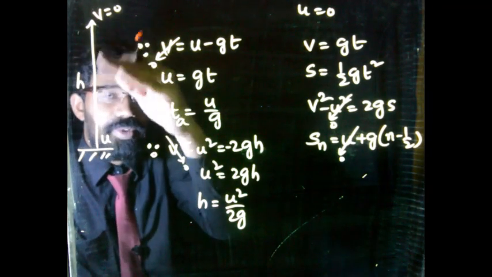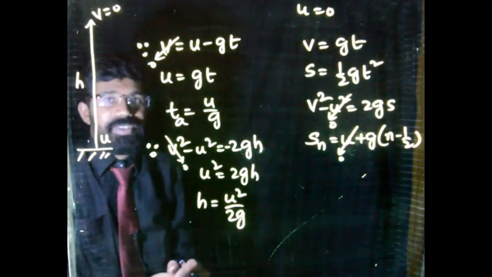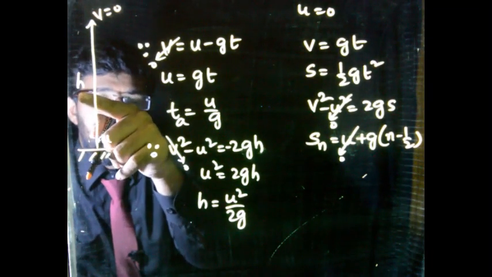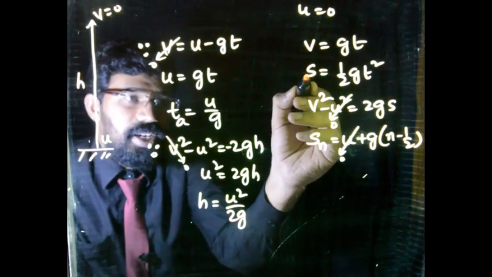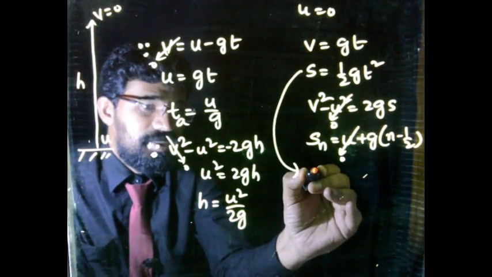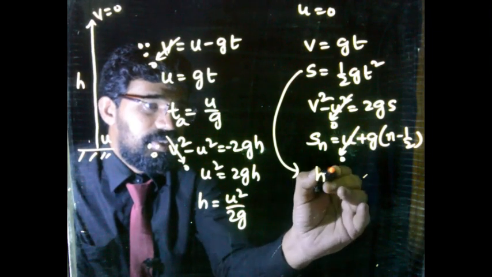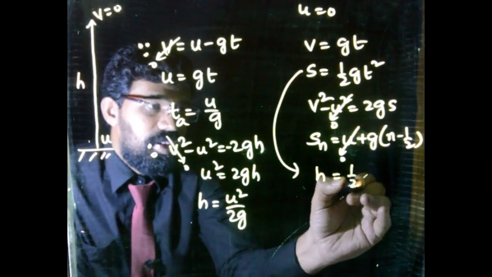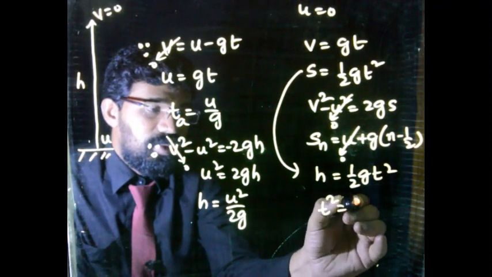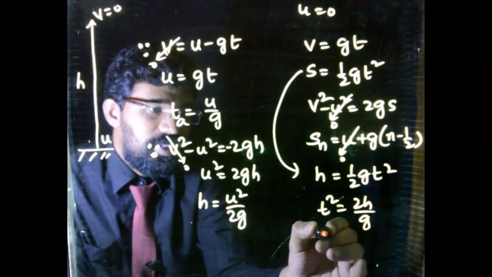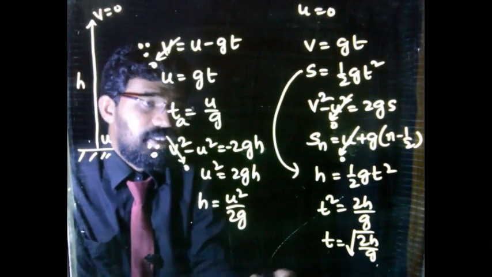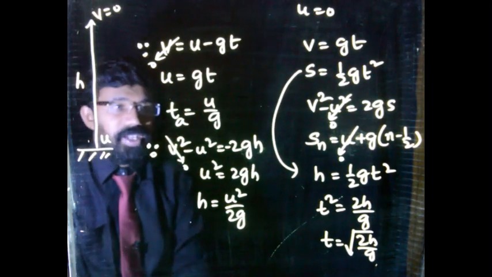So when it is falling back, what is its initial velocity? Initial velocity is 0. If I deal with that situation, finally how much distance does it have to cover? It has to cover a distance equal to again h. So I will make use of this equation. If I replace that s with h, then what will I have? h equal to half gt square. Therefore t square is equal to 2h by g. Therefore time of descent, or time of fall, is equal to under root 2h by g.